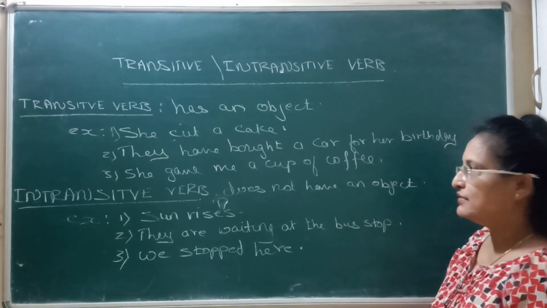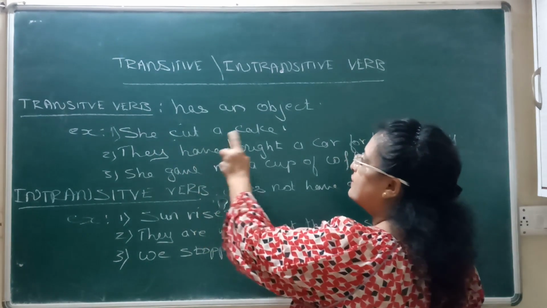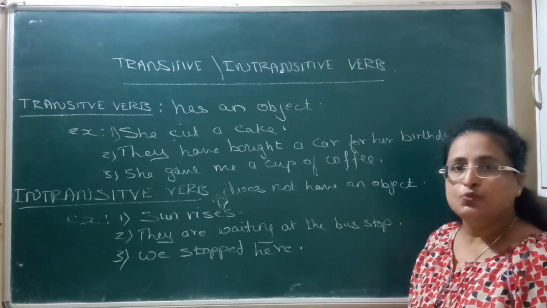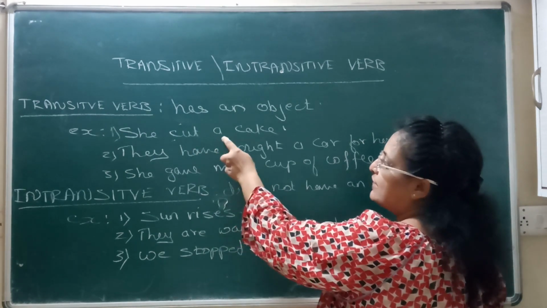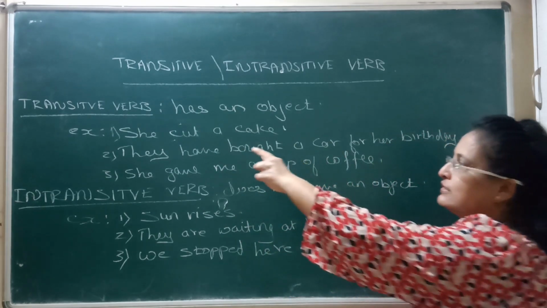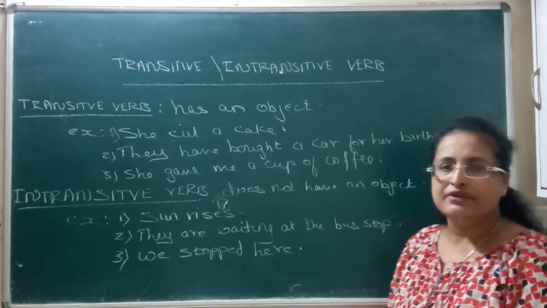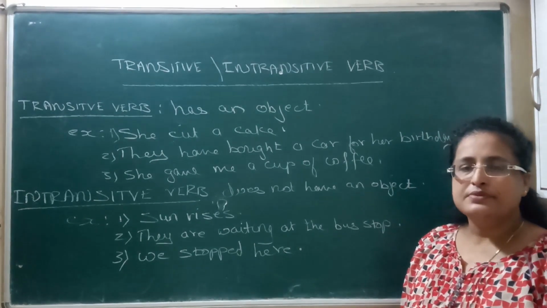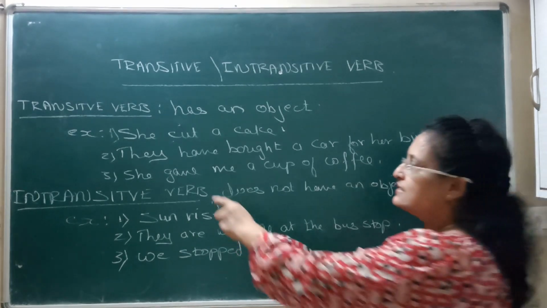See the example first. She cut a cake. She cut what? A cake. So, this verb is having an object, a cake. So, this sentence is having a transitive verb. Very simple, no confusion. Transitive verbs are those verbs that have an object. Easy.